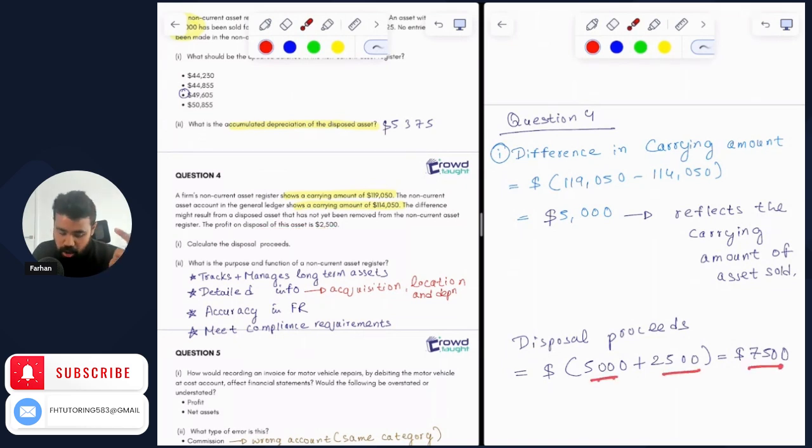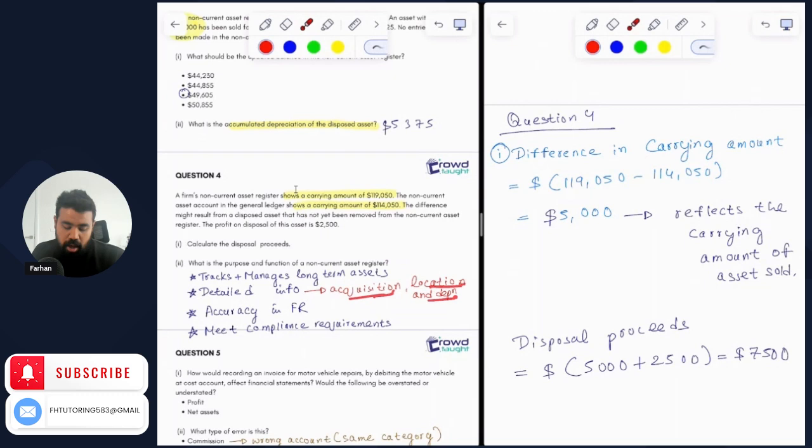All right. So the next question is now asking you, what is the purpose and function of a non-current asset register? Now, a non-current asset register helps you to track and manage all the long-term assets that we have in the business. And these long-term assets could be buildings and machinery, right? Moreover, the non-current asset register also contains detailed information for all acquisitions of non-current assets, the locations of the specific non-current assets, and any relevant depreciation for all types of non-current assets.